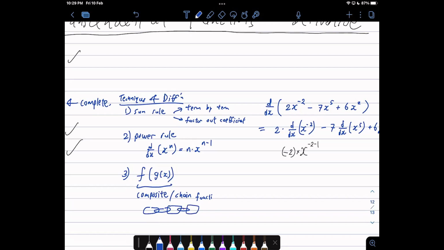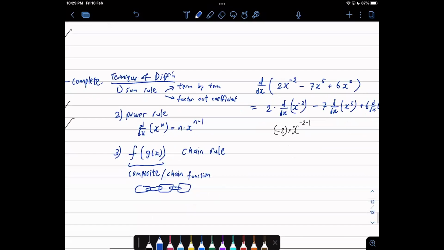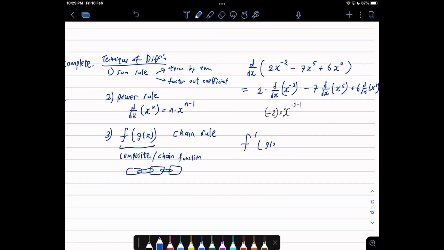Chain function need to use what rule? Chain rule. Differentiate the outside, keep the inside, multiply by derivative of the inside.